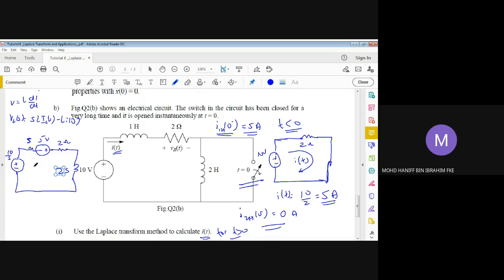So now you can find the IS first. IS is the current inside the loop, found by using the KVL, and from this IS obtained, you can then calculate the IT, which is the current that flows in this particular circuit. Okay, so let us use the KVL to find the IS, sorry.